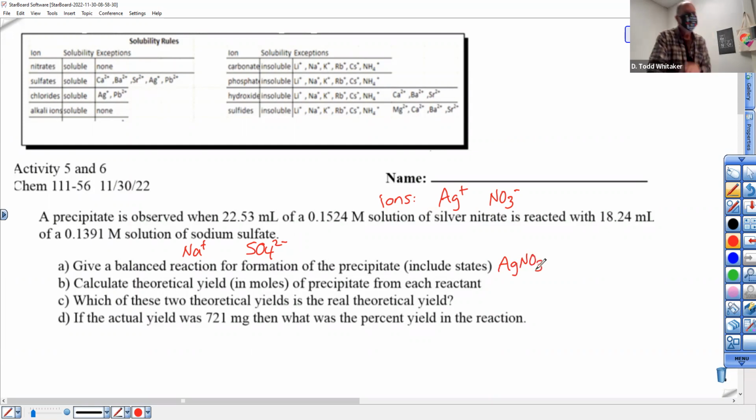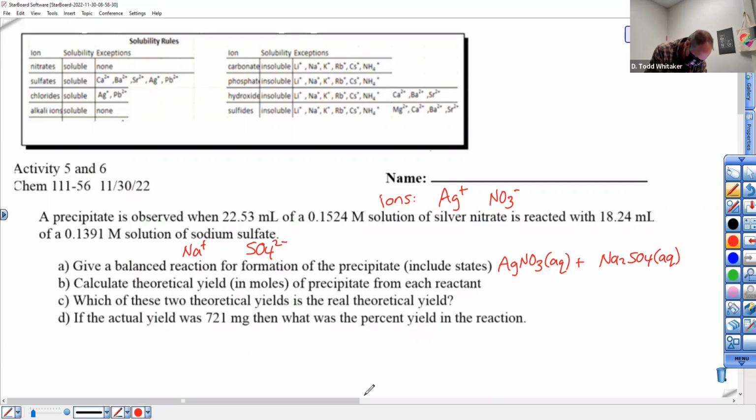Yeah. In this class, our solutions always have the same liquid dissolving the solutes. And what is that liquid in this class all the time? Water. How do we indicate that these solutions are in water? AQ. And the other one is Na2SO4, also a solution, also dissolved in water.